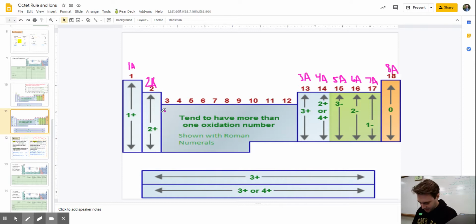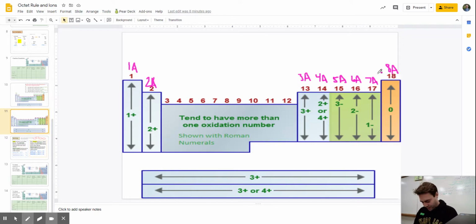Okay, now why do we have this numbering system? Well, it helps explain the charges and the valence electrons, okay? So everything in group 1A has one valence electron, all right? Everything in group 2A has two valence electrons. Everything in group 3A has three valence electrons. 4A has four valence electrons. 5A has five valence electrons. 6A has six valence electrons. 7A has seven valence electrons. And 8A has eight valence electrons.